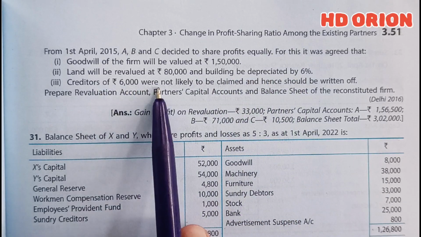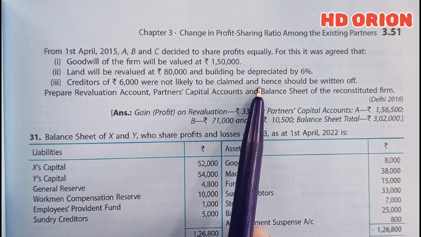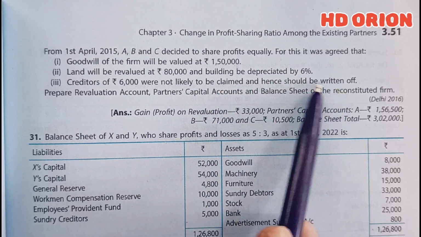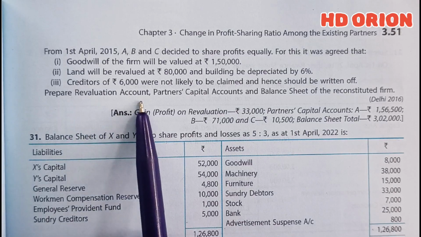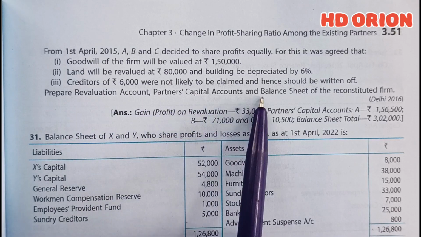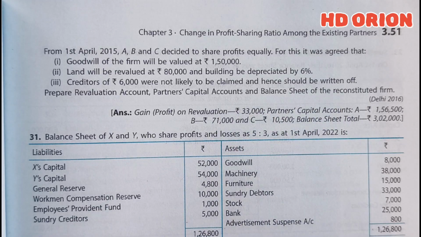Creditors of rupees 6,000 were not likely to be claimed and hence should be written off. Now with this information, we have to prepare revaluation account, partners capital accounts and balance sheet of the reconstituted firm. So let us see the detailed explanation of this in the solution.